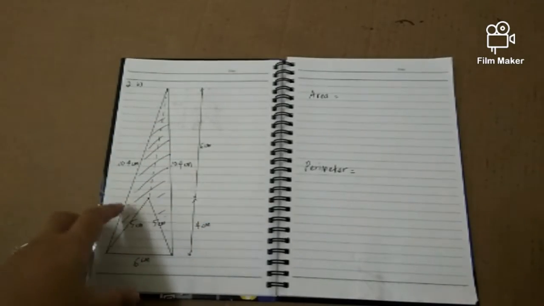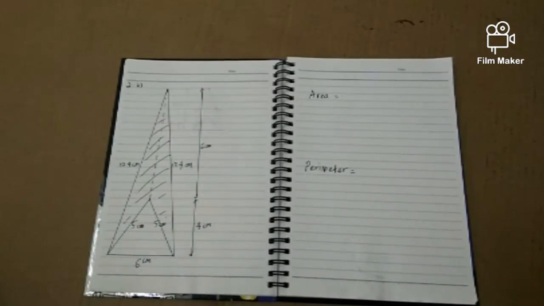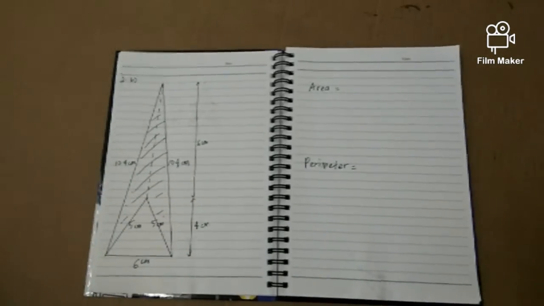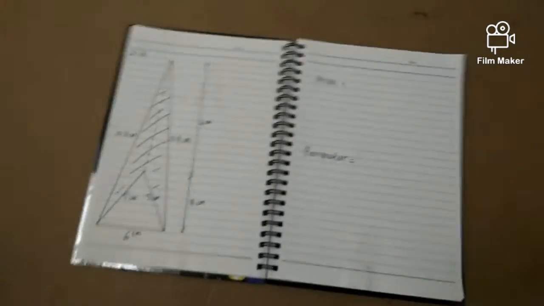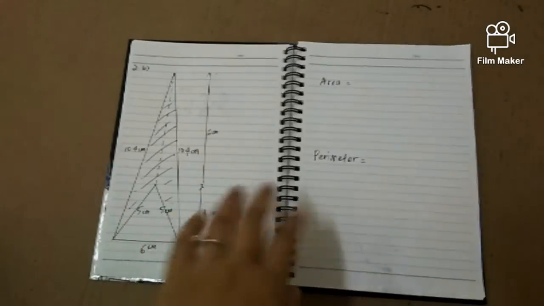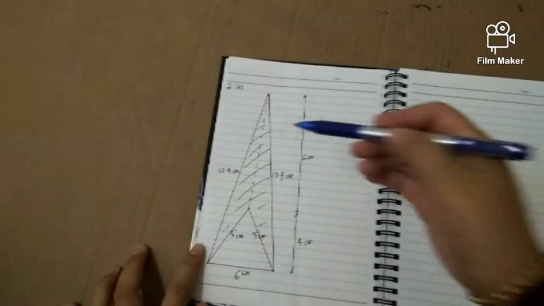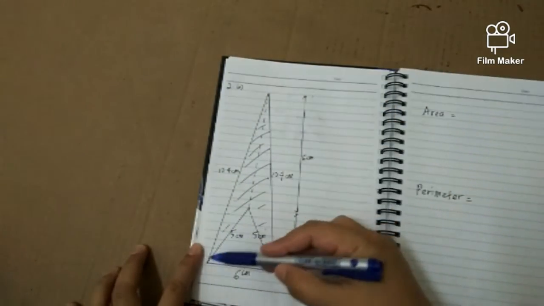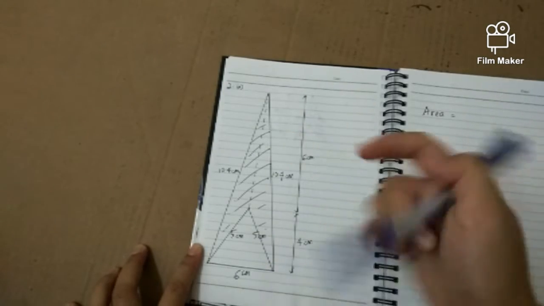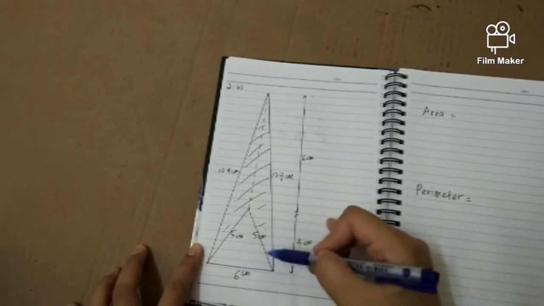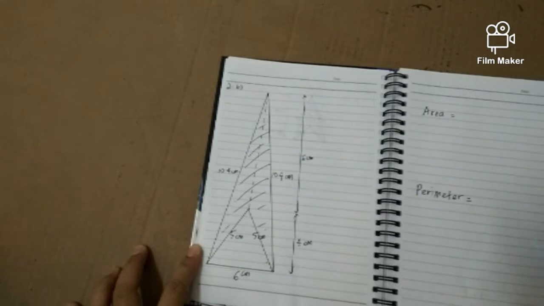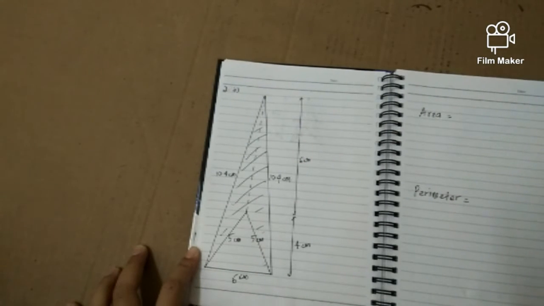For 2B, again, decide what kind of basic shapes these composite figures consist of. The basic shapes are 2 triangles. Where are the 2 triangles? This one, here until here until here, triangle number 1. And 1, 2, 3, triangle number 2. So you need to use the formula of triangle.